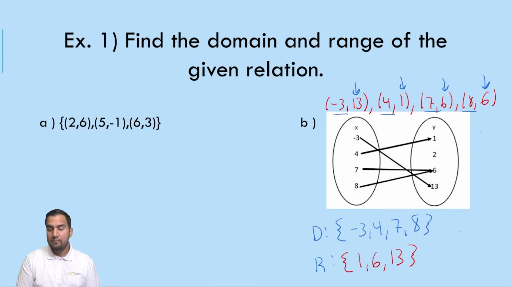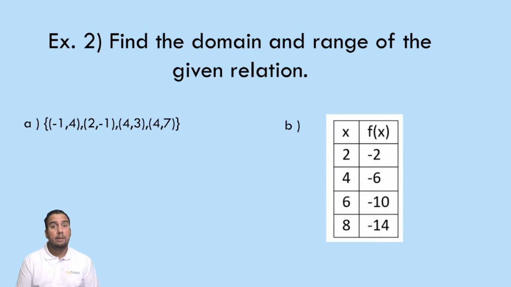Luckily, we caught that. But when we list domain and range, domain are x's, range are y's. Do not repeat the numbers and make sure you go from least to greatest. Now, for example 2, let's see what they're asking us. They're asking us to find a domain and range. So because of that, what does domain represent? Domain represents the x and range represents the y.